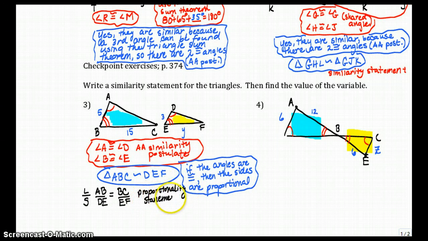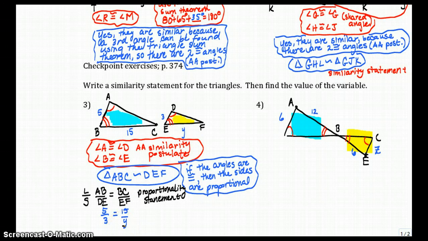Now we're going to substitute in our numbers. So AB is 5, DE is 3, and BC is 15, and EF is an unknown, it's a variable y.